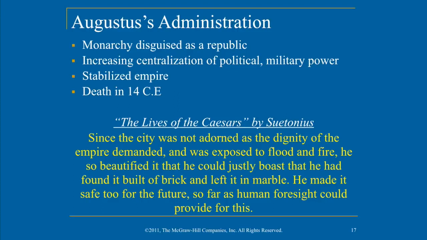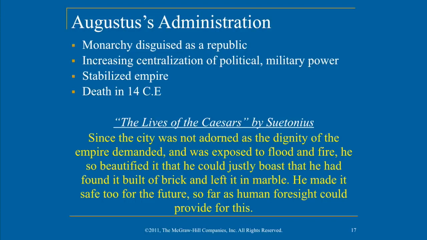Now, Suetonius is a writer during the time of the empire, and he's going to create this history of the life of the Caesars. And this is a little primary source I wanted to throw in there. It says, since the city was not adorned as the dignity of the empire demanded, and was exposed to fire and flood, or flood and fire, he so beautified it that he could justly boast that he had found it built of brick and left it marble. He made it safe too for the future, so far as human foresight could provide for this.